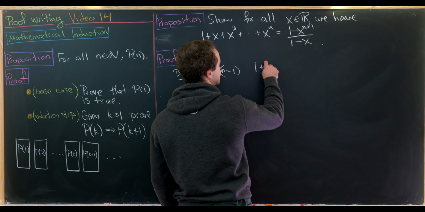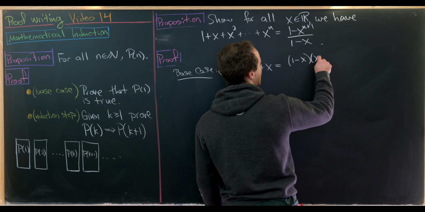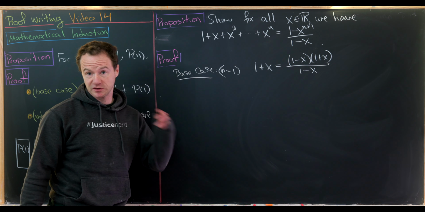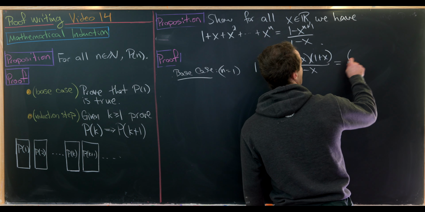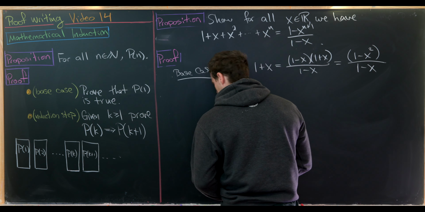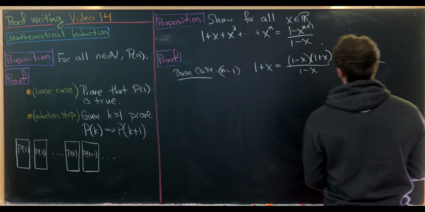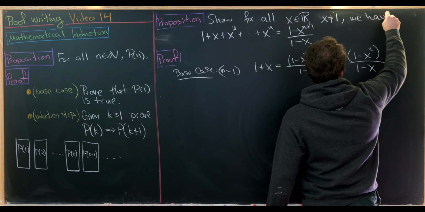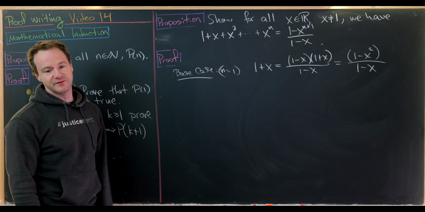We'll have 1 plus x. But notice that's most definitely equal to 1 minus x times 1 plus x over 1 minus x, just multiplying the numerator and the denominator by 1 minus x. And then we can multiply this out and get 1 minus x squared over 1 minus x. And I see a little bit of a problem with my statement here, and that is I should not allow x to be equal to 1. So let's fix that there. So for all real numbers x that are not equal to 1. So anyway, we've done our base case.